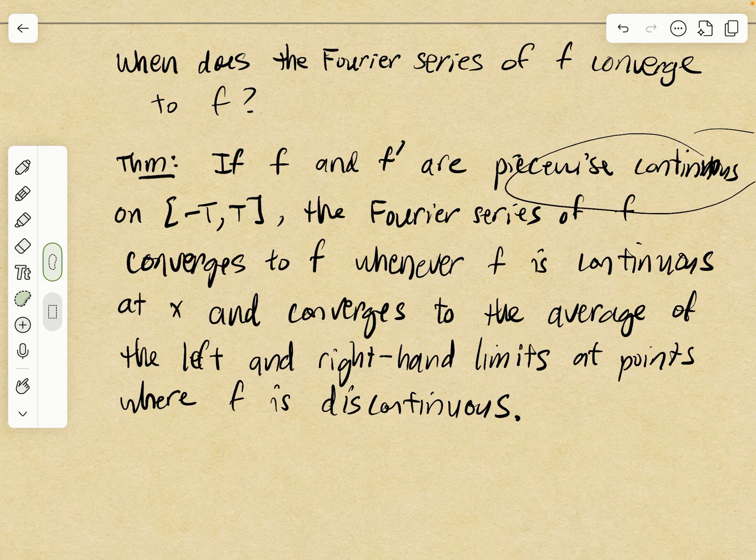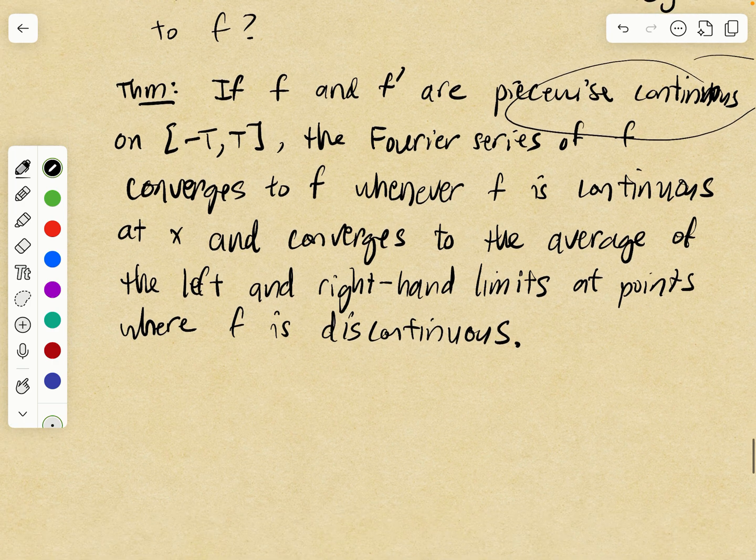So if you have a continuous function, there might be points where it's not differentiable. But we're saying that where it is differentiable, the derivative is a piecewise continuous function. Okay. So if you have that, then the Fourier series of f converges to f whenever f is continuous. So at the points where the function is continuous, f of x is the Fourier series.